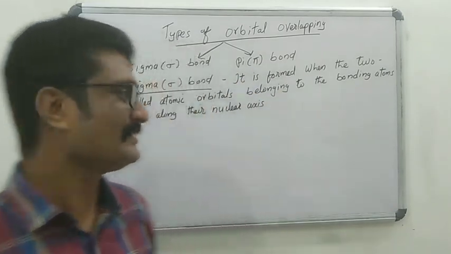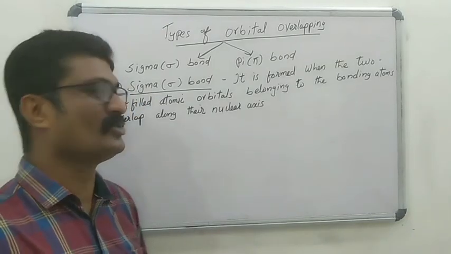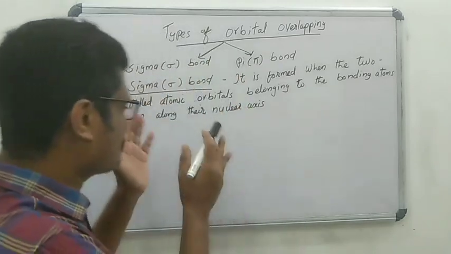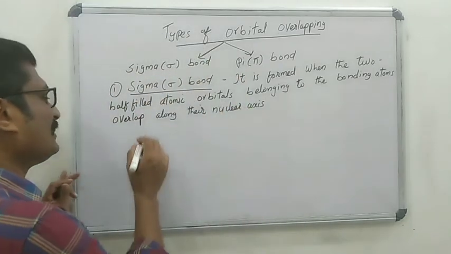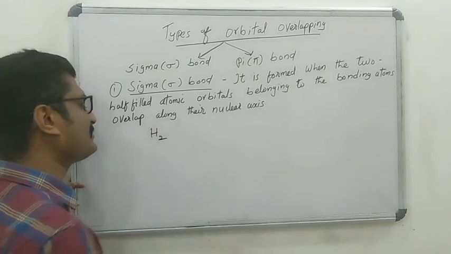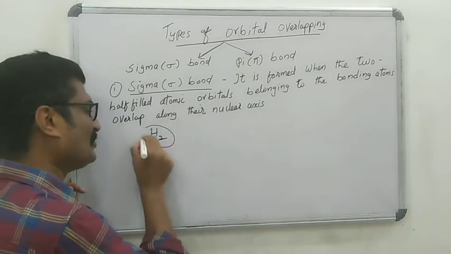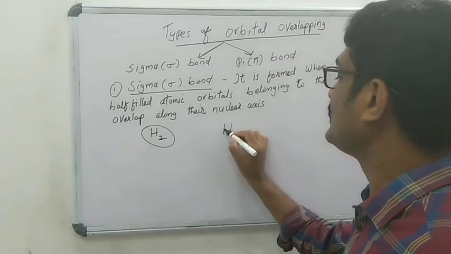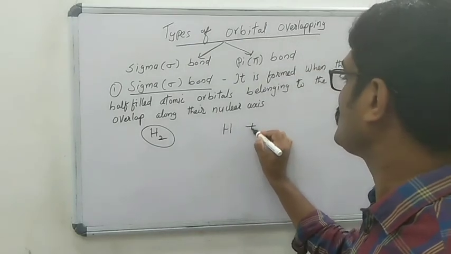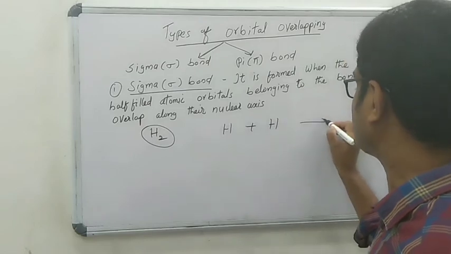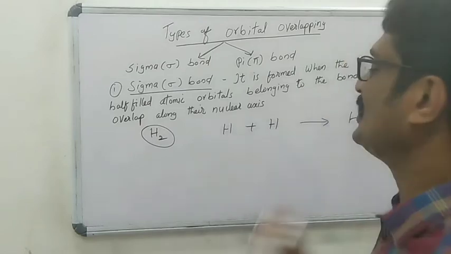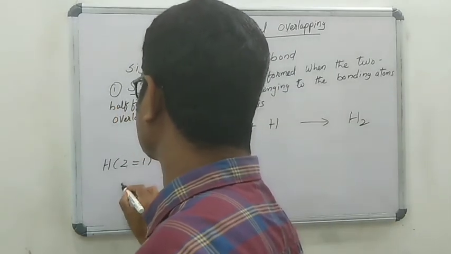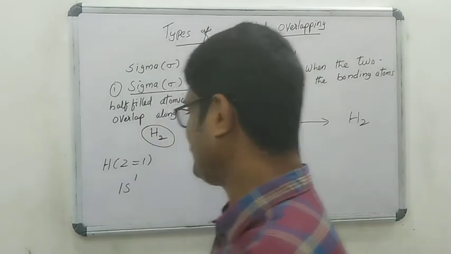Then what is meant by sigma bond? How is a sigma bond formed? Please consider the example, the formation of a hydrogen molecule, H2. We know a hydrogen molecule is formed by the combination of two hydrogen atoms. H plus H gives H2, and the atomic number of hydrogen is 1. Its electronic configuration is 1s1.